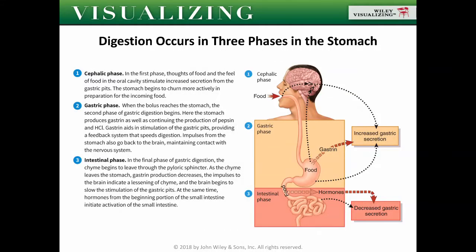Anyway, those are the three phases of digestion in the stomach. All in all, digestion in the stomach starts before you even swallow your food. Just smelling or thinking about food, your gastric juices start to ready themselves to receive the bolus.